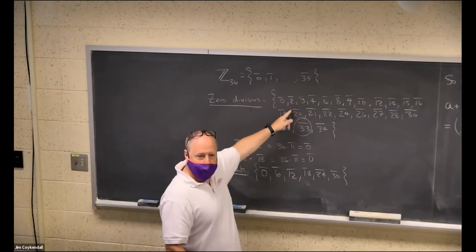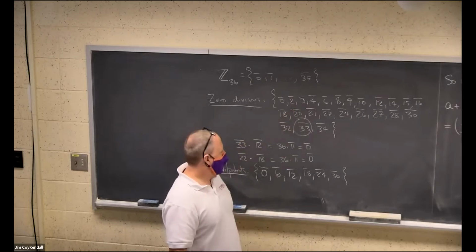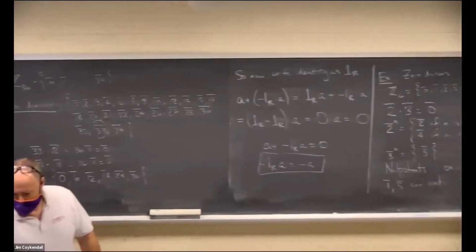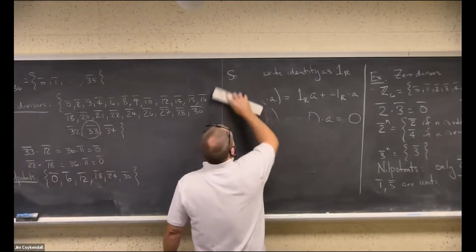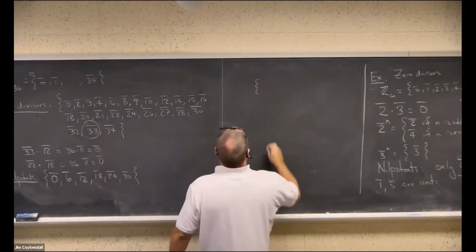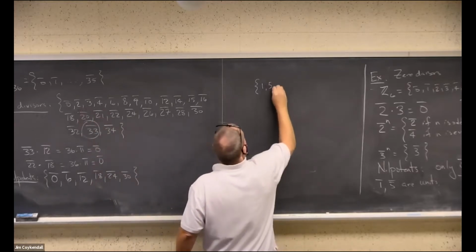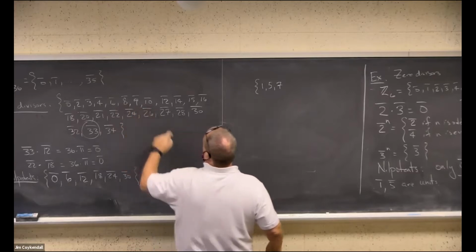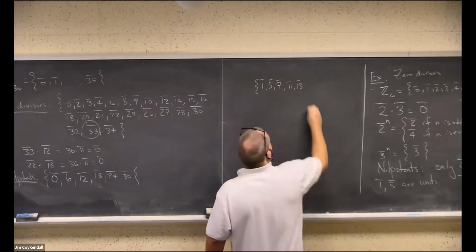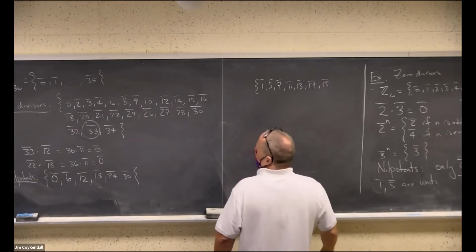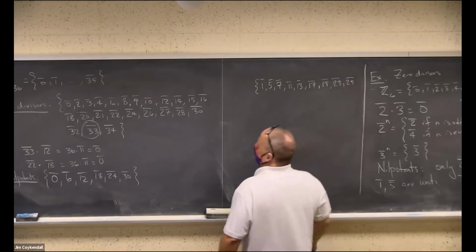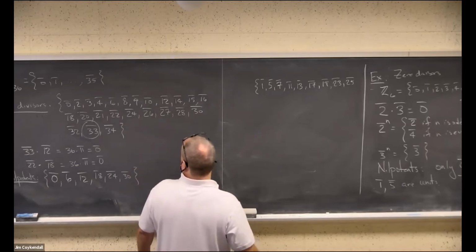No matter how many powers you take of 2, you're never going to get that 3 you need to kill it. Right? And it turns out, in this example, that everything left over is a unit. Let's see what's left over out of this: 1, 5, 7, 11, 13, 14, 17, 19, 23, 25, 29, 31, 35.